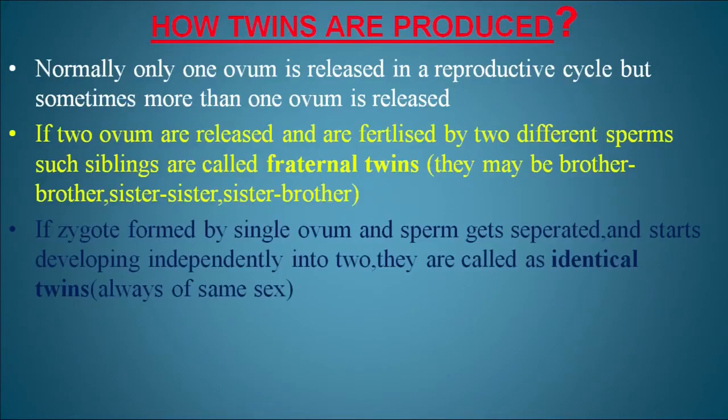Now the question arises, how are twins produced? Normally, one ovum is released in a reproductive cycle, but sometimes more than one ovum is released. If two ova are released and are fertilized by two different sperms, such siblings are called fraternal twins. They may be brother-brother, sister-sister or sister-brother. But if the zygote formed by a single ovum and sperm gets separated and starts developing independently into two, they are called identical twins. The important thing to remember is that identical twins are always of the same sex.